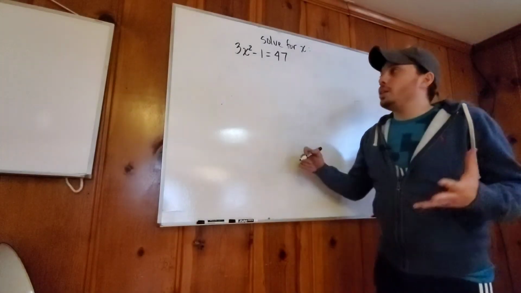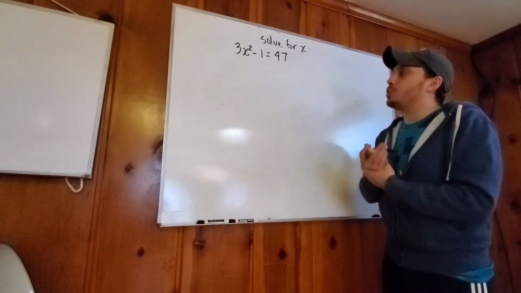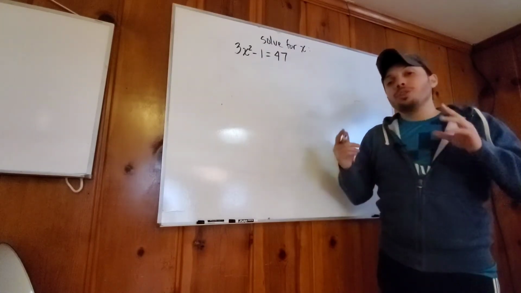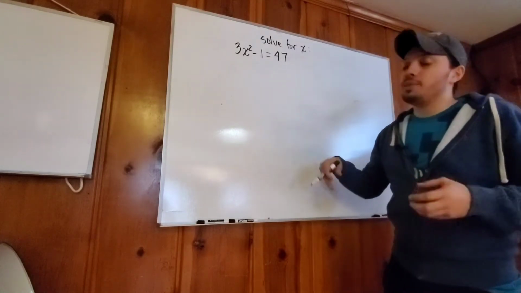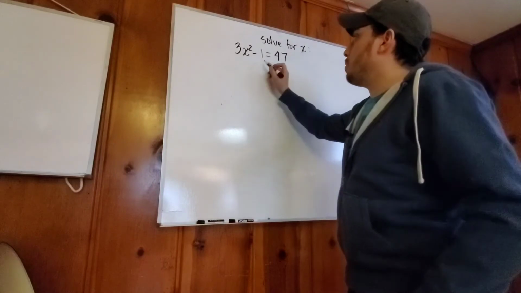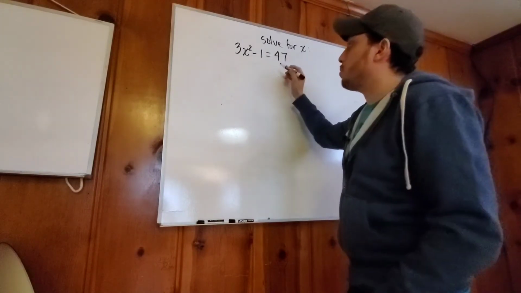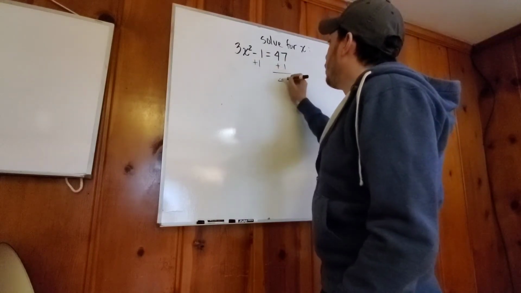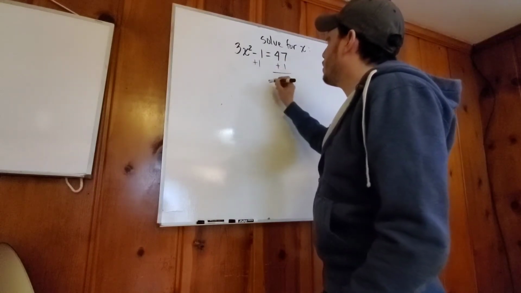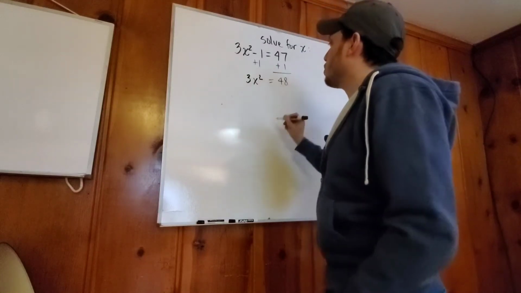Okay, so obviously we have to solve for x, and this is the first example. 3x squared minus 1 equals 47. So the first thing that I have to do is to solve for x, always leave the x by itself. And so to leave it by itself, I need to add 1 to both sides, right? So I'm going to add 1 to both sides, and it would be 48. And so that would give us 3x squared equals 48.